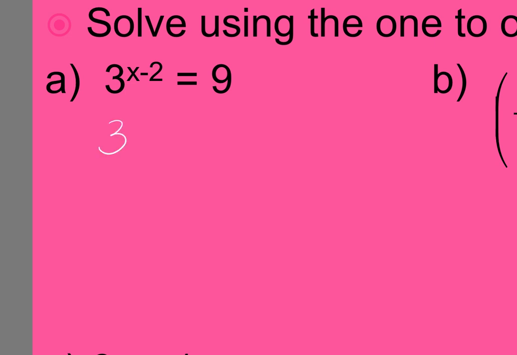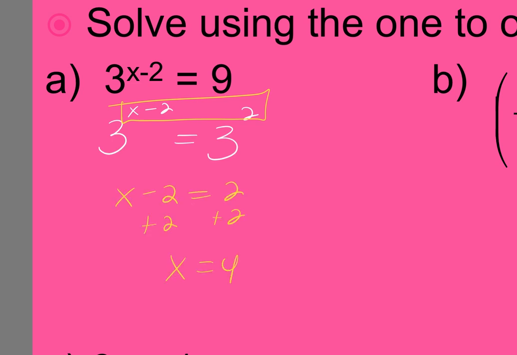3 squared. So I'd get 3 to the x minus 2 equals 3 squared. And then as soon as those bases are the same, I set the exponents equal to each other. So x minus 2 equals 2, and then solve for x, add the 2, and I get x equals 4. These are easy to work backwards and check too. Like if I take that 4 and I plug it back in, I get 3 to the 4 minus 2, or 3 to the second, which is 9.